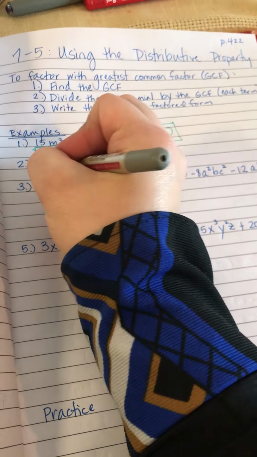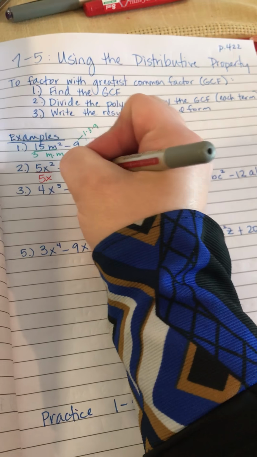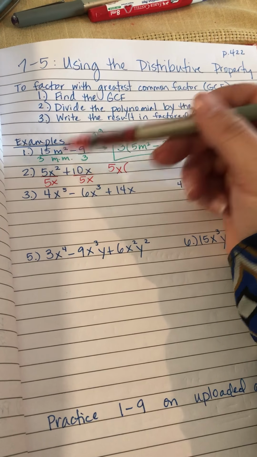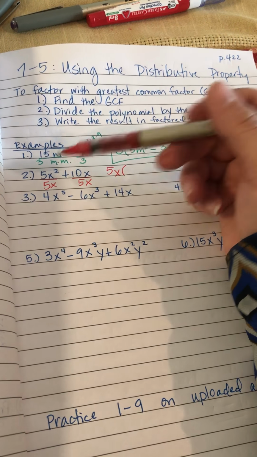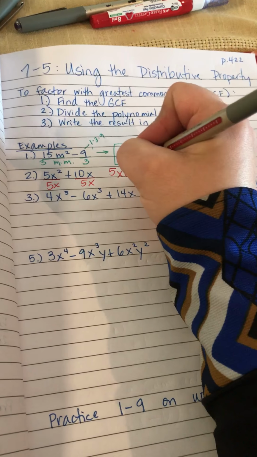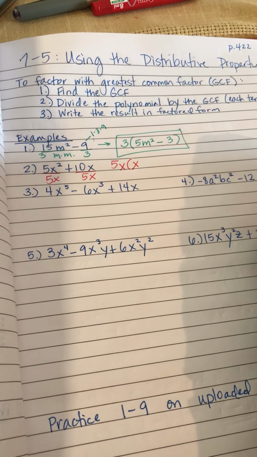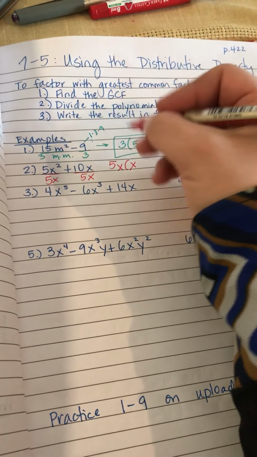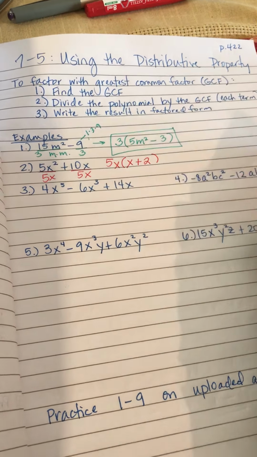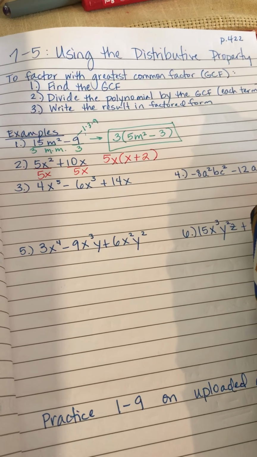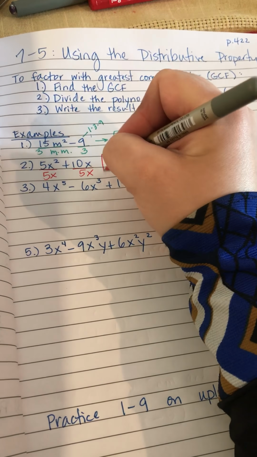Okay, I'm dividing each term by 5x. 5x squared divided by 5x, those 5's will equal 1 or cancel, and I have 2 minus 1 for the exponent, so I have 1x left. 10x divided by 5x will give me a positive 2. The x's will essentially cancel out. x divided by x equals 1. And so this is my answer in factored form.